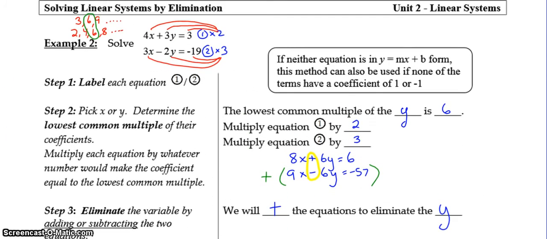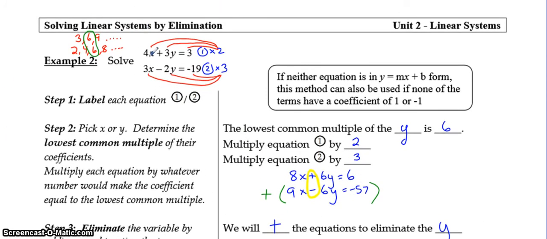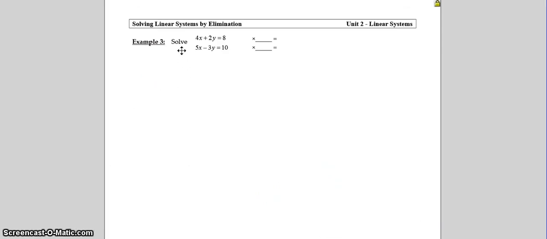And then once again, it's up to you whether you eliminate the x's or eliminate the y's first. And remember, if the signs are the same, you subtract. If they're different, you add. Now press pause on the video, try this example on your own, and then come back to the video to check your answer. Press pause now, please.